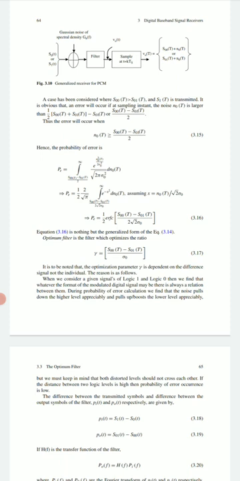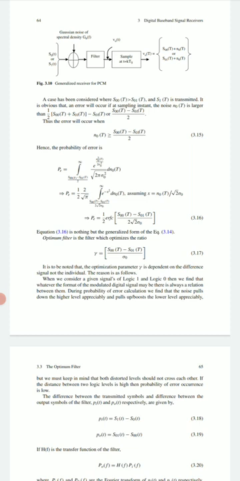So we can say here that when we are using the optimum filter, we must keep in mind that both distorted levels should not cross each other. If the distance between two logic values is high, then the probability of error is low. For the difference between the transmitted symbols, at the input we get p_i(t) equal to s_1(t) minus s_2(t), and at the output we get p_o(t) equal to s_01(t) minus s_02(t).